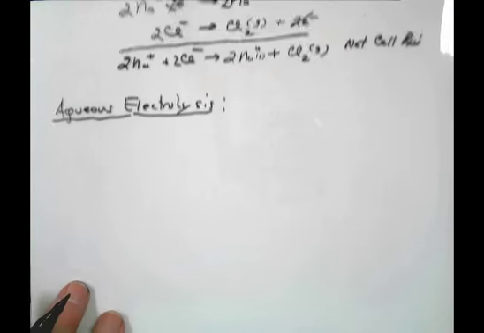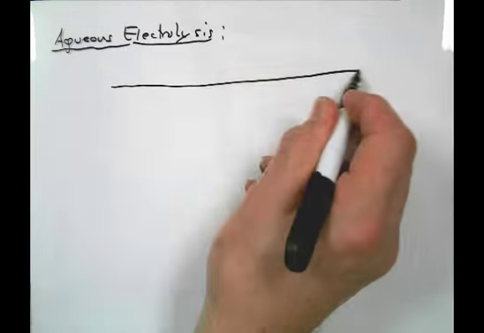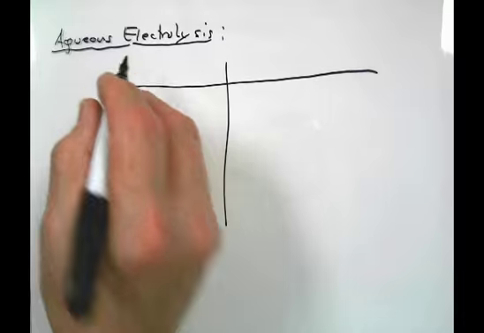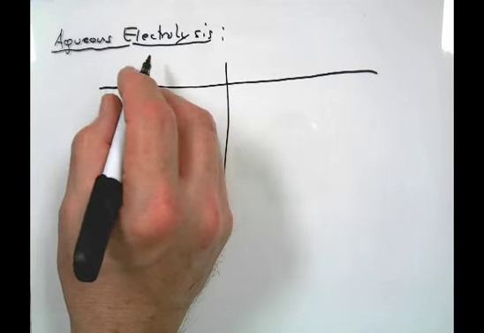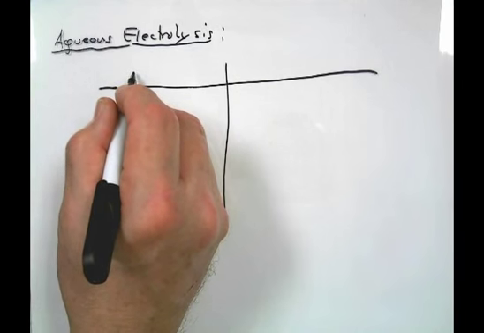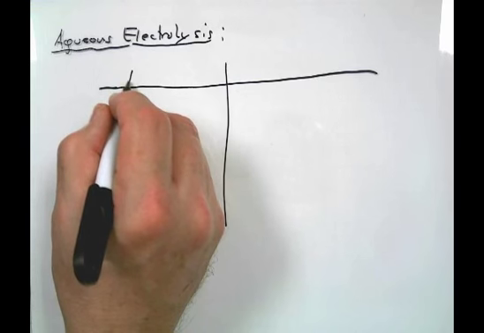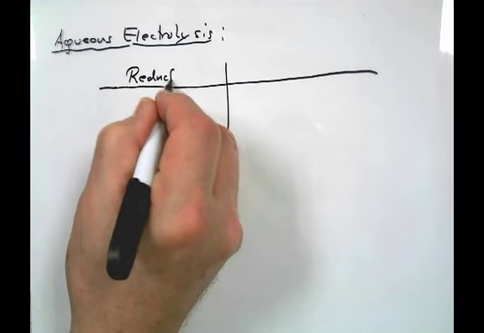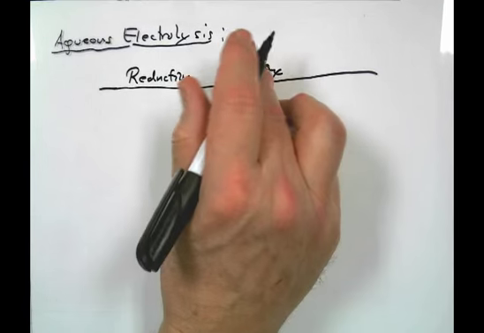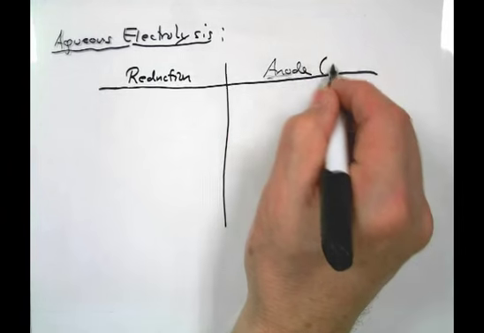So the way we do this, now everything will be following the same kind of cell design, but I'm not going to draw out a cell. This time I'm going to make a T-table like this, and on one side I'm going to make the cathode, on the other side oxidation, the anode. So this would be oxidation.